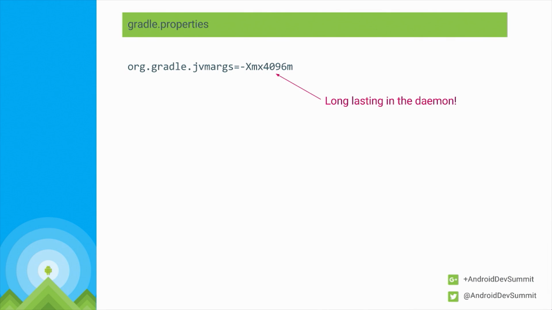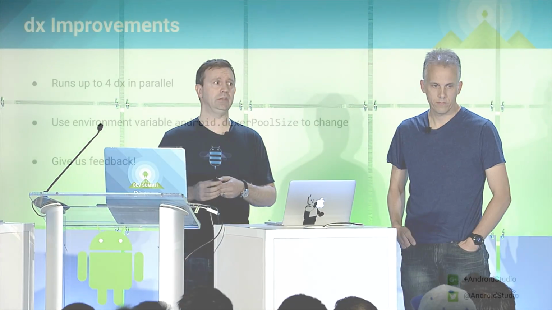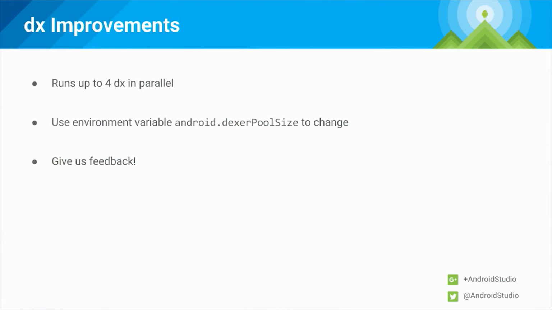Do realize though that this is long lasting in the daemon. The daemon has a 3-hour timeout. So this memory will be used all the time, while before DX was really fire and forget, and the JVM would disappear. Still, it's a very big speed gain, so you should definitely try it. Right now, we run up to 4 DX in parallel. You can control that through an environment variable, the dexer pool size. Give us feedback on the number that works for you, the memory, and things like that, and we may tweak the default values later.